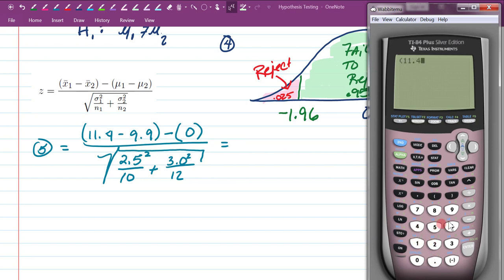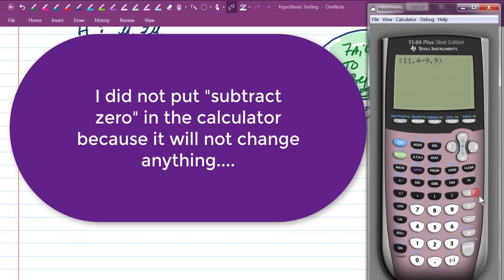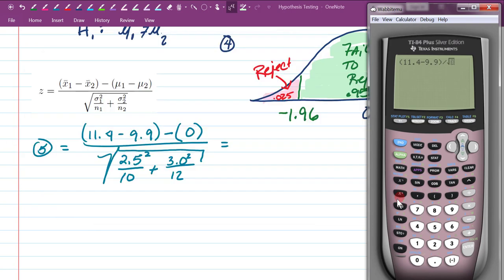11.4 subtract 9.9. Close your parentheses, okay? Divide. Now, all of this is going to be underneath your radical, and your radical can count as a parenthesis, so you're okay on that. But you need to have this right here set in parentheses and this right here set in parentheses, okay? So underneath the radical right here, I'm going to open up another set of parentheses. So it looks like this, okay?